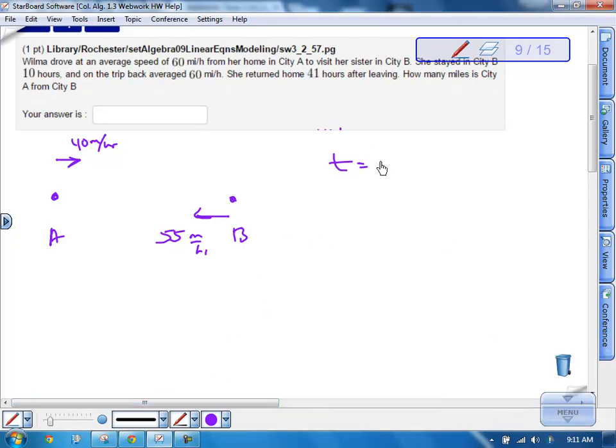Let's say. Actually, let's say the total time is 43 hours, and we're going to stop for 10 hours here. So that leaves us with a total driving time of 33 hours. So this would be driving time.